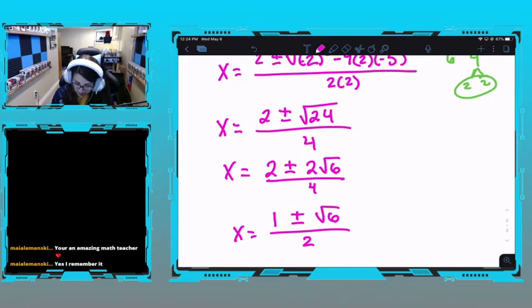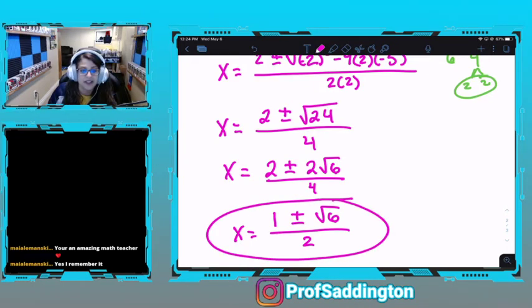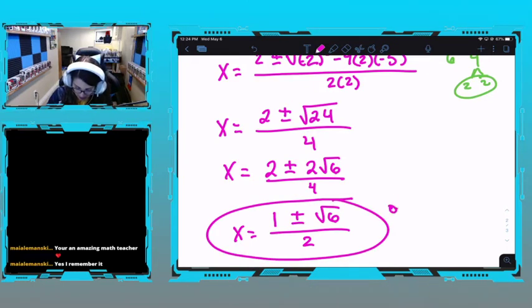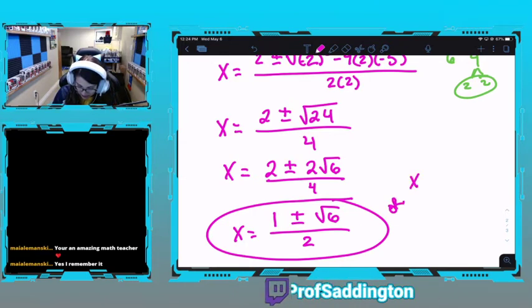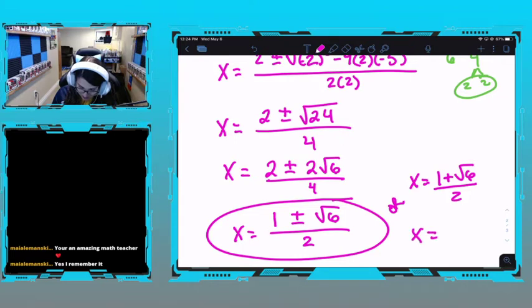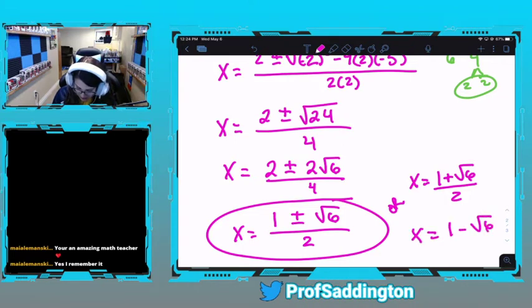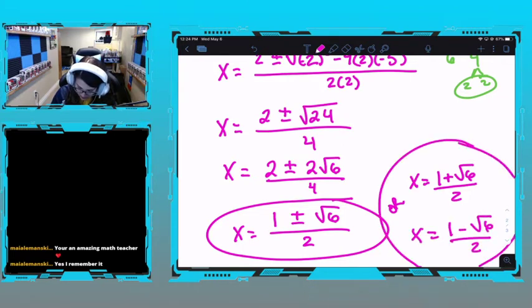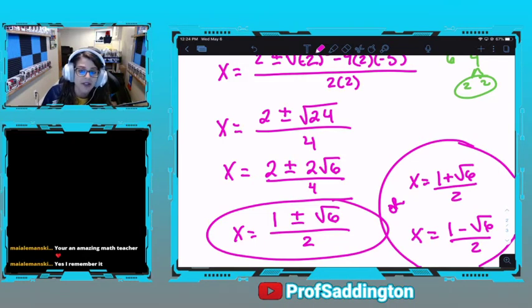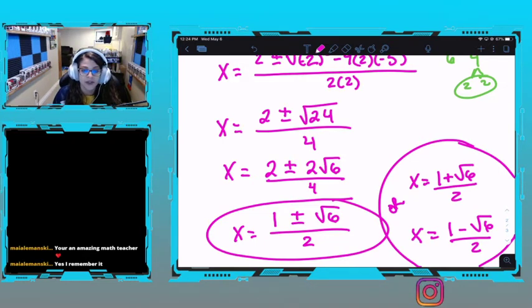So again, depending on how Delta Math wants you to write the answer, you could leave it like this, or they might want you to say x equals 1 plus radical 6 over 2, and x equals 1 minus radical 6 over 2. So I'm not 100% sure how they want you to write it, but that is probably what they're going to want to see.